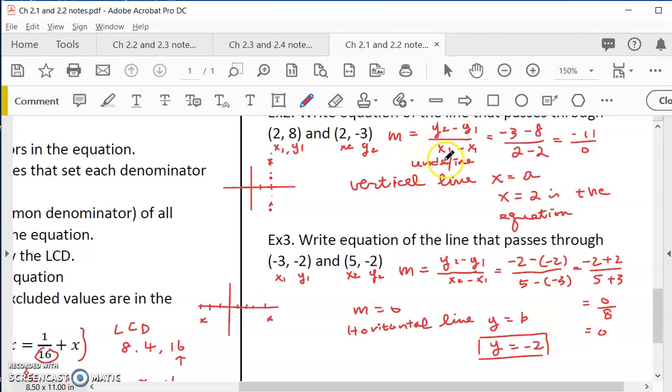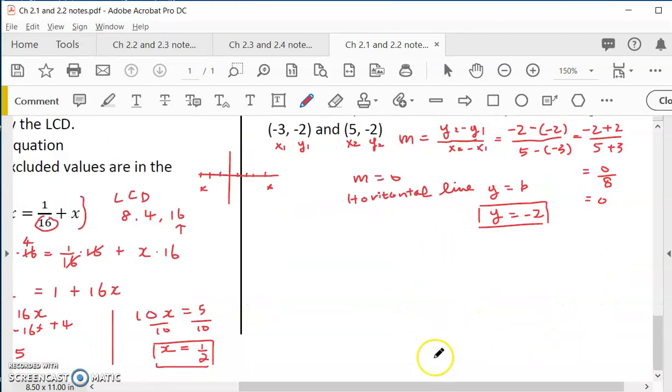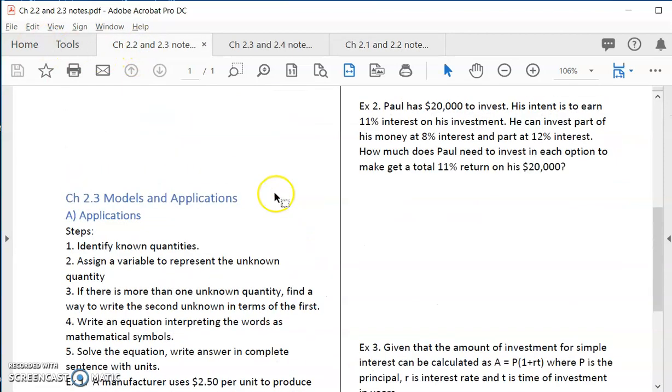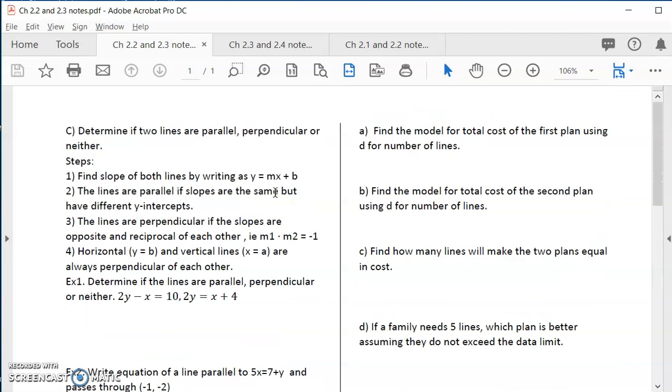Okay, so these are the two cases where you have a vertical line or horizontal line instead of a line that has slope and stuff. So, continuing with 2.2, the second part is to determine if two lines are parallel, perpendicular, or neither. So how do I determine them?